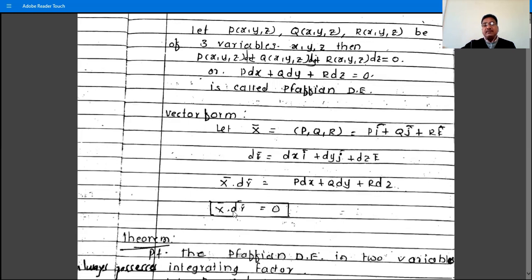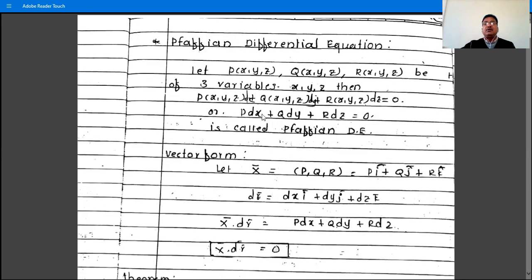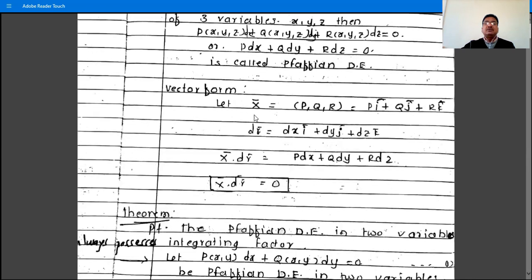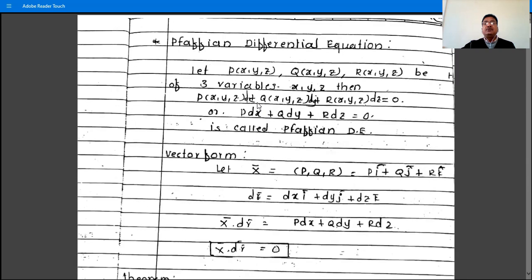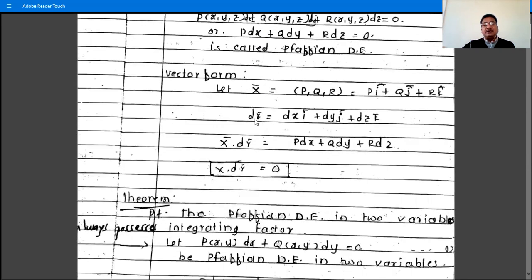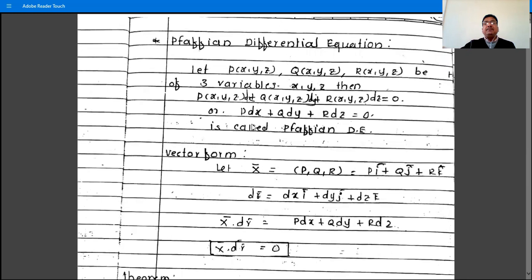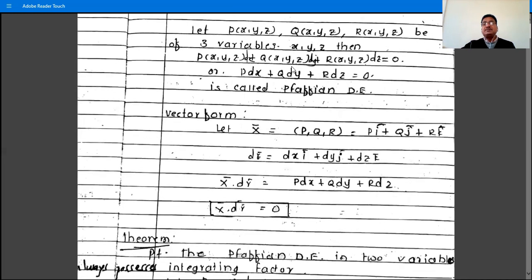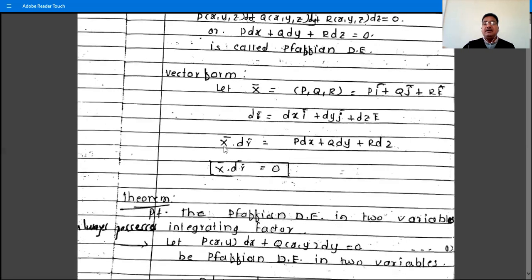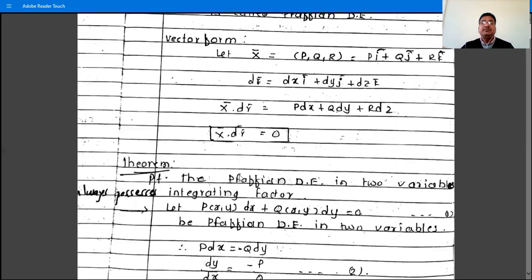X bar dot dr bar is equal to 0, and this dot is important, is called the vector form of the Pfaffian differential equation. So if there is a 2 mark question, write the vector form of the Pfaffian differential equation, first write P dx plus Q dy plus R dz is equal to 0 is called the Pfaffian differential equation. Then write X bar, write dr bar, and find X bar dot dr bar equal to 0, which is called the vector form of the Pfaffian differential equation.